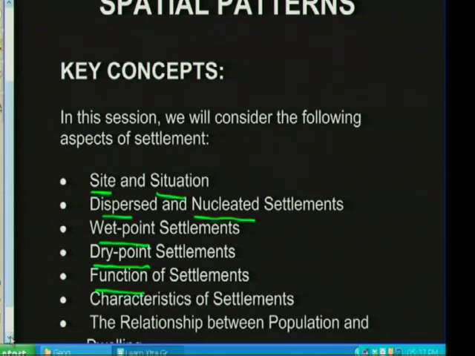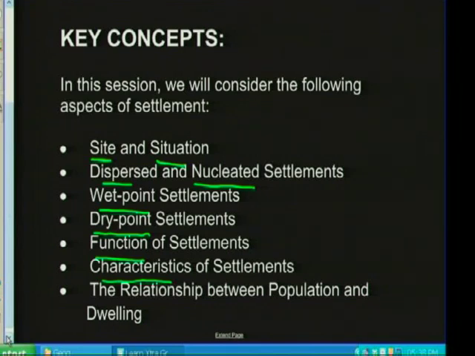Characteristics of settlements. Here we look at different types of settlements in terms of their morphology. Morphology deals with the shape and form of a settlement. Here we're looking specifically at what factors influence the way a settlement is located around a specific area. Moving on, the relationship between the population and dwelling. Here, a specific number of people is located in a specific area, and we look at the way their settlements are formed.